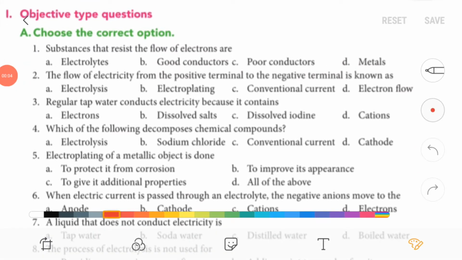Hello guys, Standard 8, Chapter number 13, Chemical Effects of Current. Let's solve the exercise. Here, question number 1 is MCQ. Take out page number 226 in textbook.